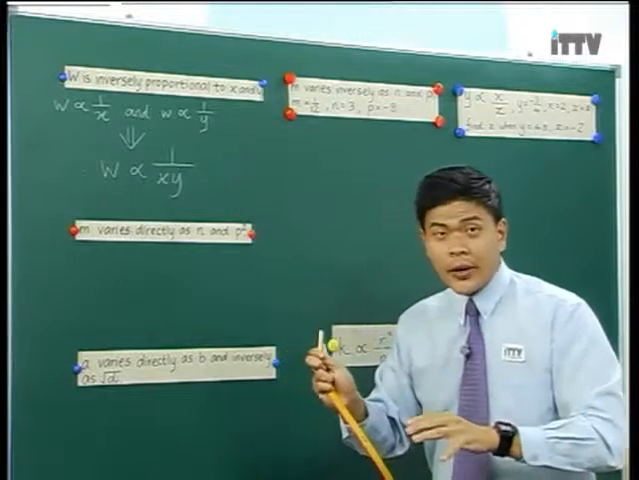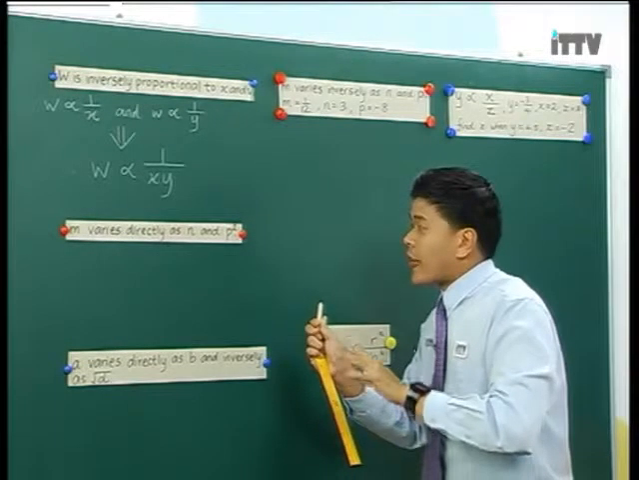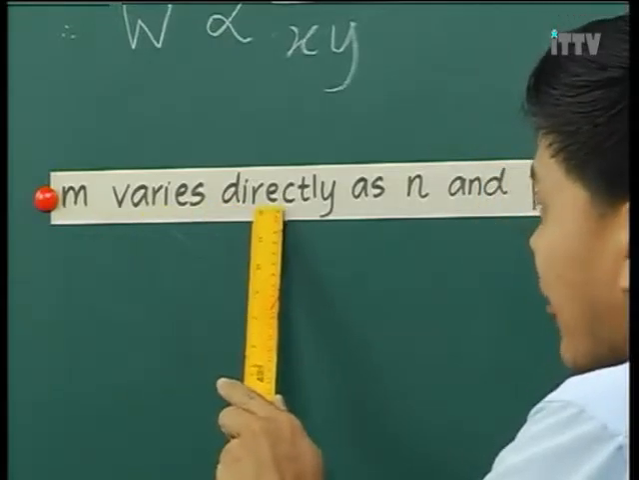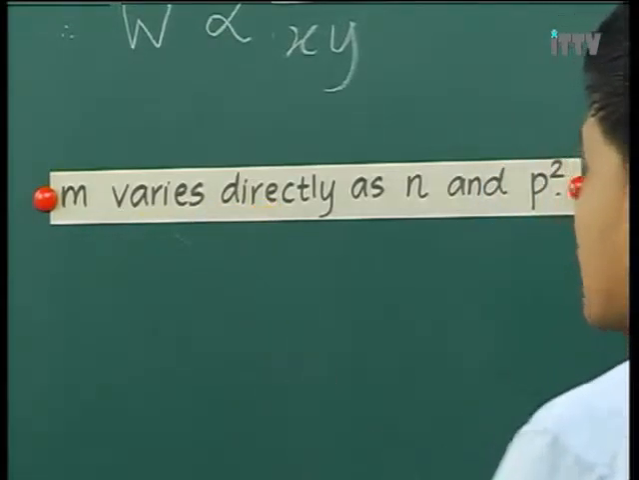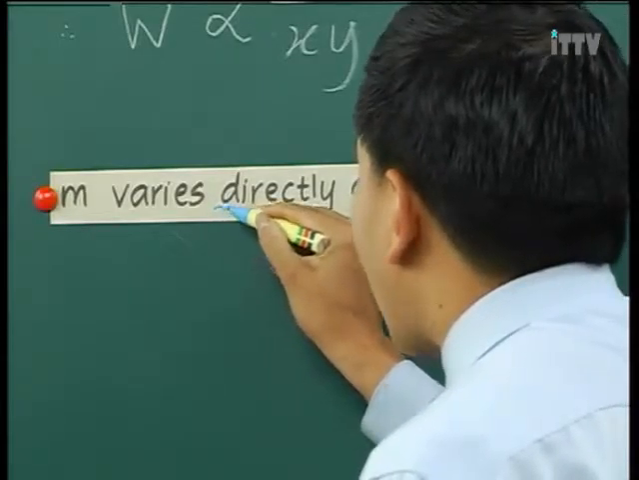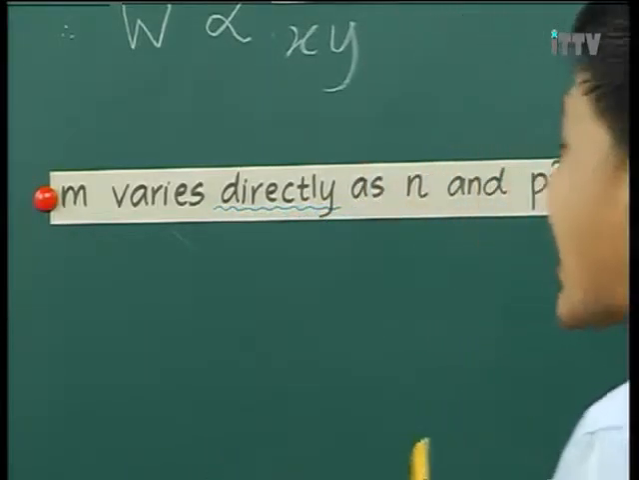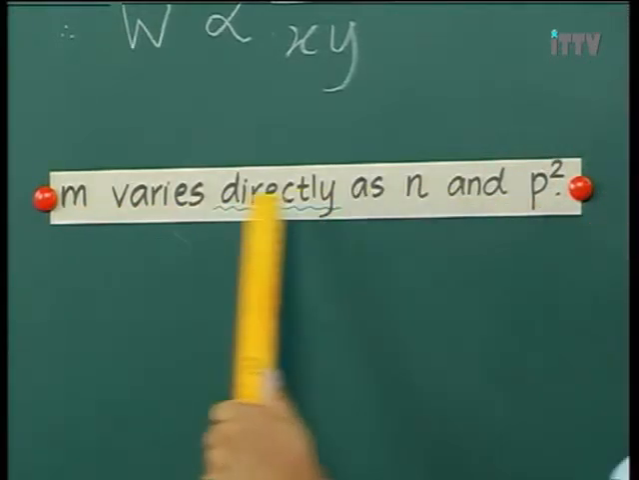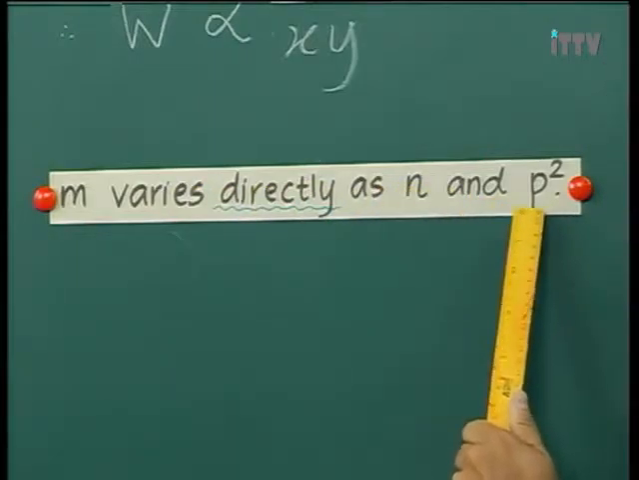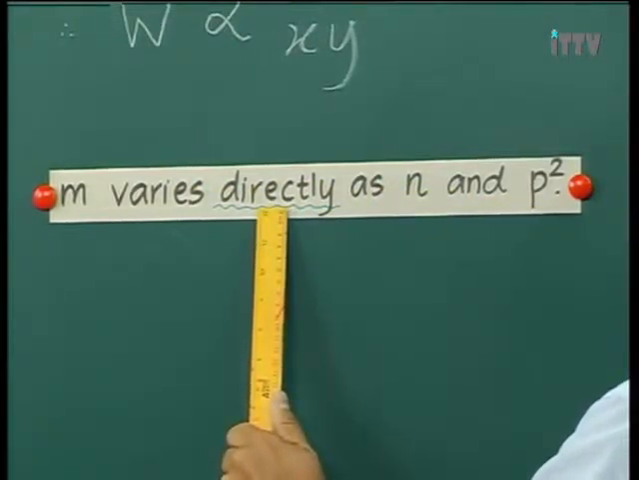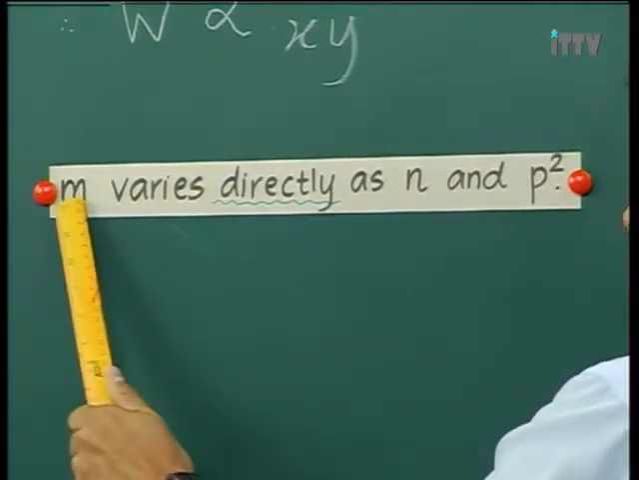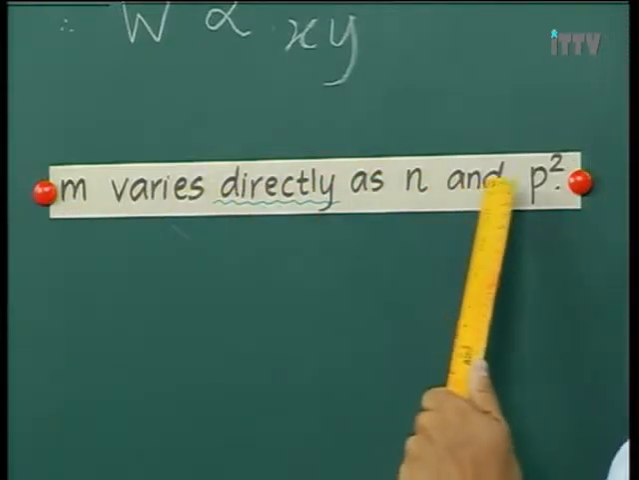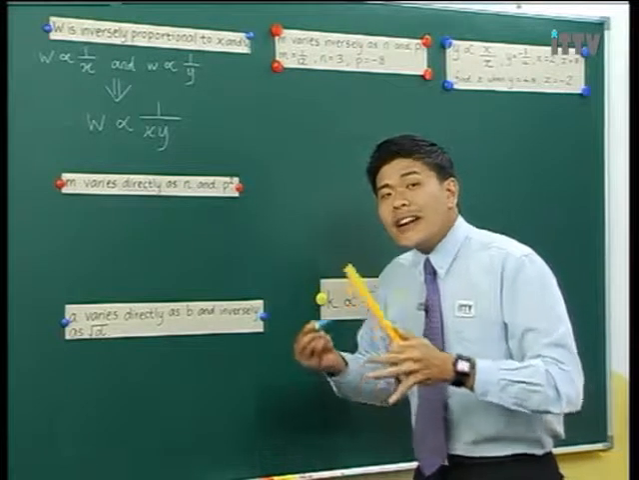Now let's go on to the second one, and let's examine what the quantities are first. M varies directly. When you see words like that, don't forget to always highlight or underline them, because we know direct variation is involved. So M varies directly as N and P square. Again, we have three quantities here. Because there is direct variation, from the structure of the sentence, M varies directly as N, M varies directly as P square. So there are two direct variations.